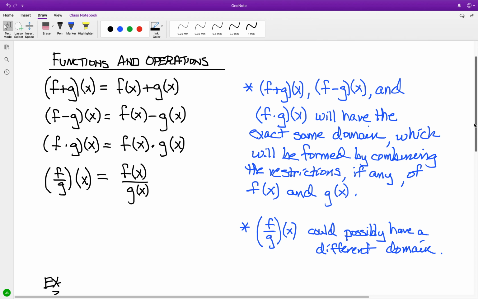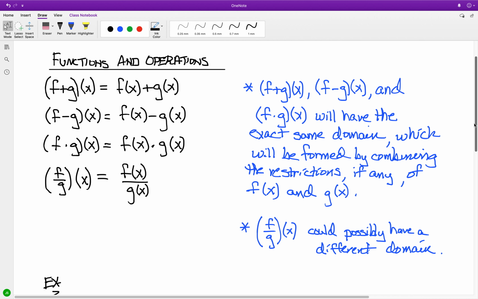Okay, for what we have concerning functions and operations, we're looking at the sum, difference, product, and quotient functions. With f plus g of x, that is equal to f of x plus g of x. This is for two functions, f of x and g of x. For the difference of functions, we have f minus g of x is equal to f of x minus g of x. For the product function f times g of x, we have this equal to f of x times g of x. And for f over g of x, we have f of x over g of x.